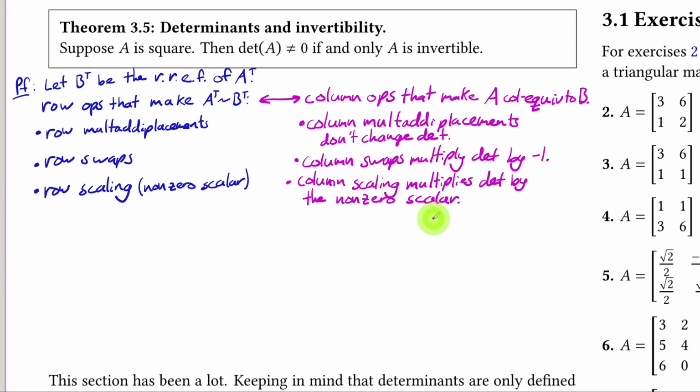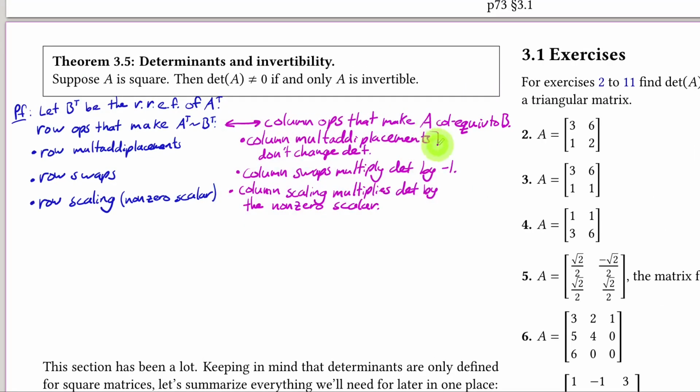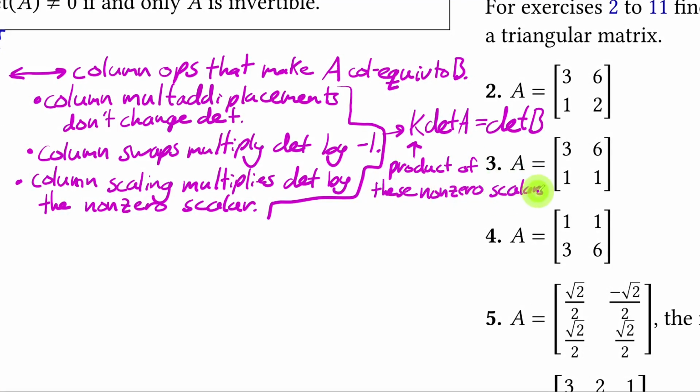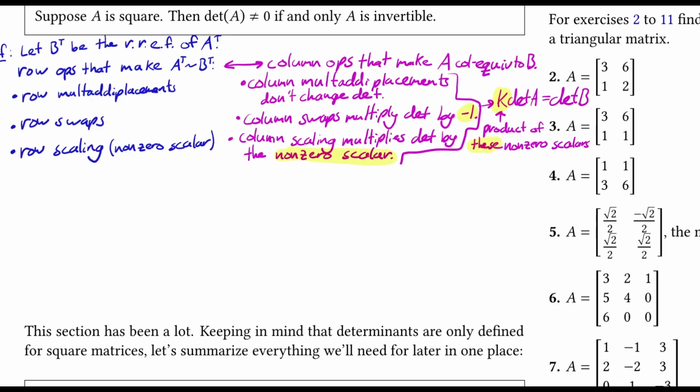So when you do a sequence of them, you're just multiplying the determinant of A by a sequence of non-zero scalars. So the product of all of these non-zero scalars, when you multiply them all together, is going to be this thing K, which is not 0. Okay, at this point, we're ready to start actually talking about the parts of the theorem that relate the determinant of A being 0 or not to A being invertible.